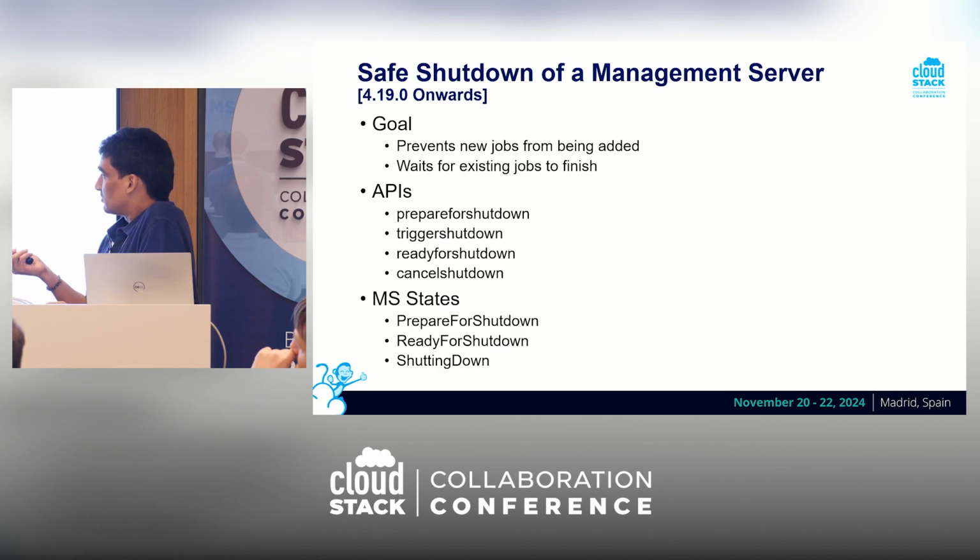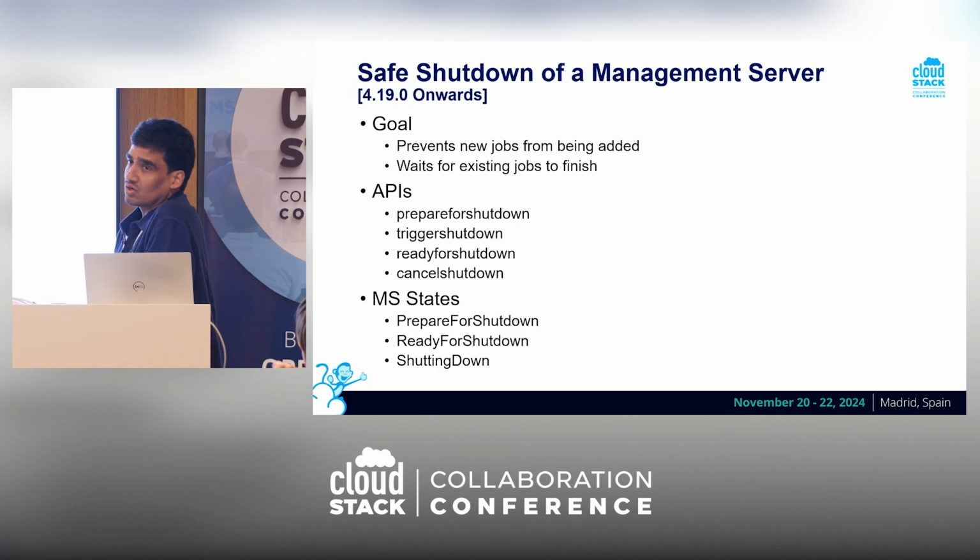So these three states: when we initiate prepare for shutdown, it goes to prepare for shutdown, and when all the existing jobs are completed, it goes to ready for shutdown, and when we trigger shutdown, it goes to shutting down state, followed by down state when it is fully shut down.